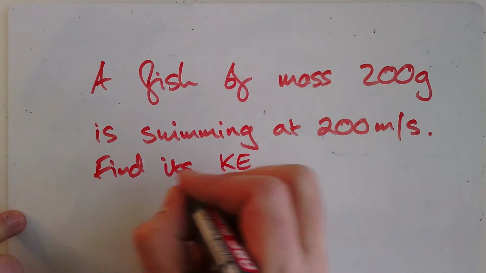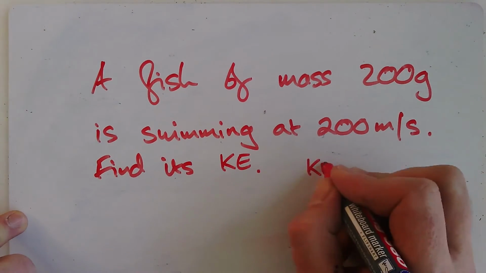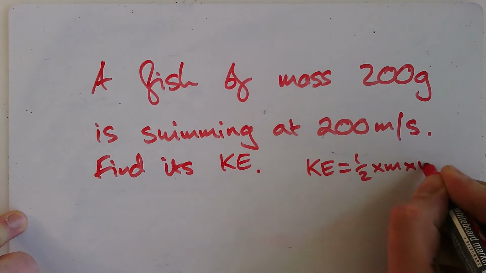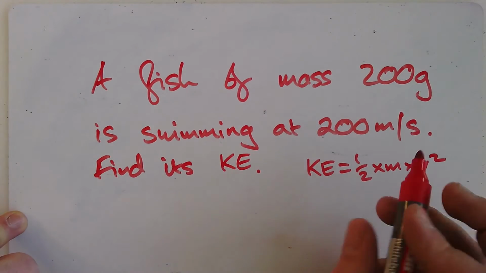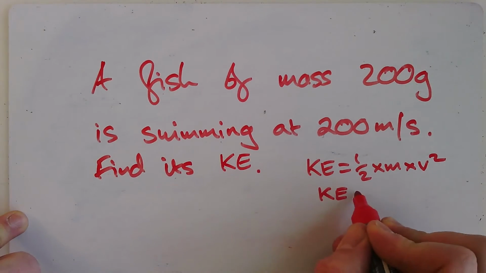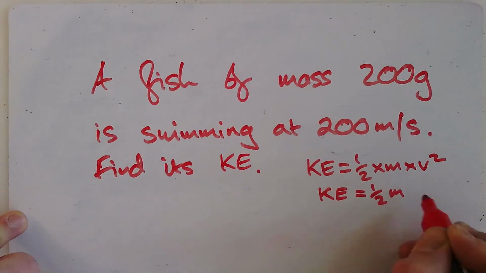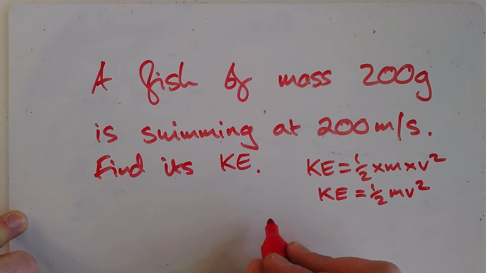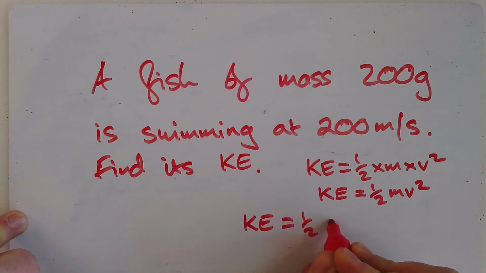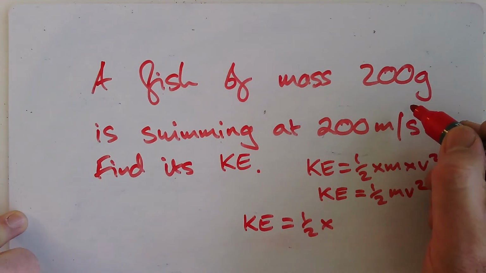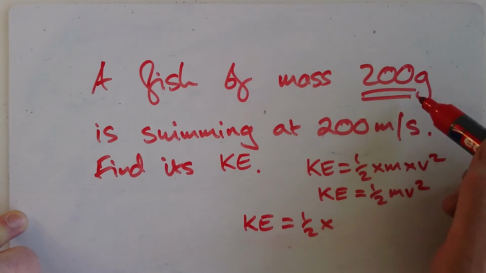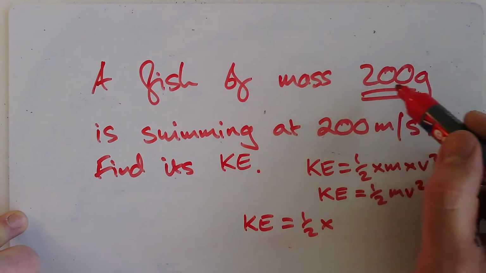So we know the kinetic energy equation. I'm just going to write it out as letters now, trying to save a bit of time: 1/2 times mass times velocity squared. If I wanted to save even more time, I could write this all together, following the rules of algebra, like this. Now, we substitute in the numbers to find the answer. Kinetic energy is equal to 1/2 times mass. I look at the mass, which is 200 grams, but I'm a physicist and I'm not as weak as other people. I always work in kilograms, alright?